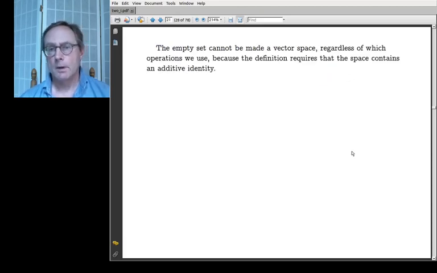Okay. A couple of small results that follow from the definition. First of all, the empty set isn't a vector space, because the definition requires that the space contain the additive identity, the 0 vector. So it's got to contain at least one thing. So there you go.